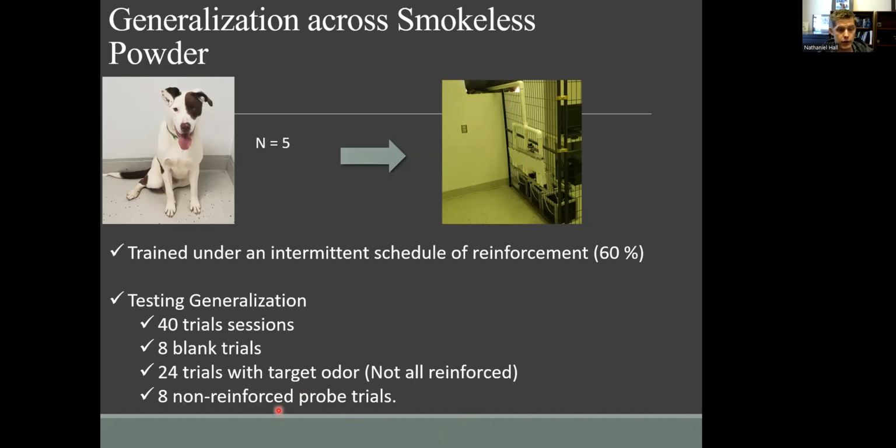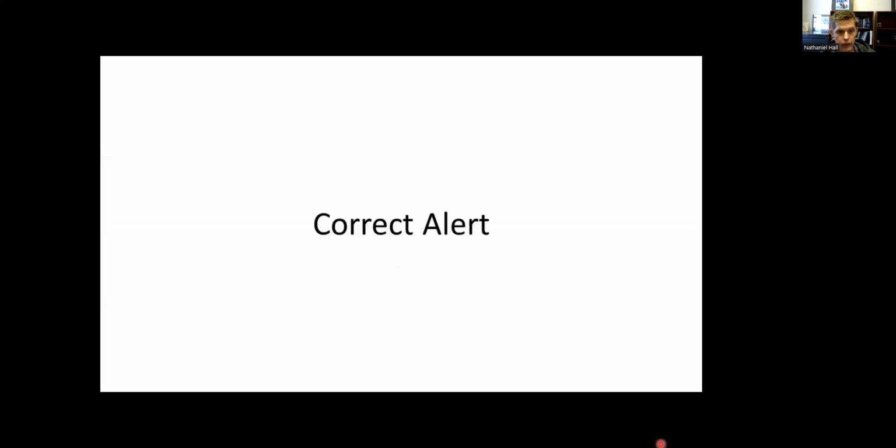Then we had 8 non-reinforced probe trials where we would put in an odor of interest, so an odor that we wanted to assess generalization to. And if the dog alerted to it, they didn't get reinforced, which was based off of the intermittent schedule of reinforcement. So if they responded to smokeless powder, there was only a 60% probability of reinforcement. If it was a non-target, they didn't get reinforced. And if they responded to a distractor, they also did not get reinforced on that. So what did it look like?